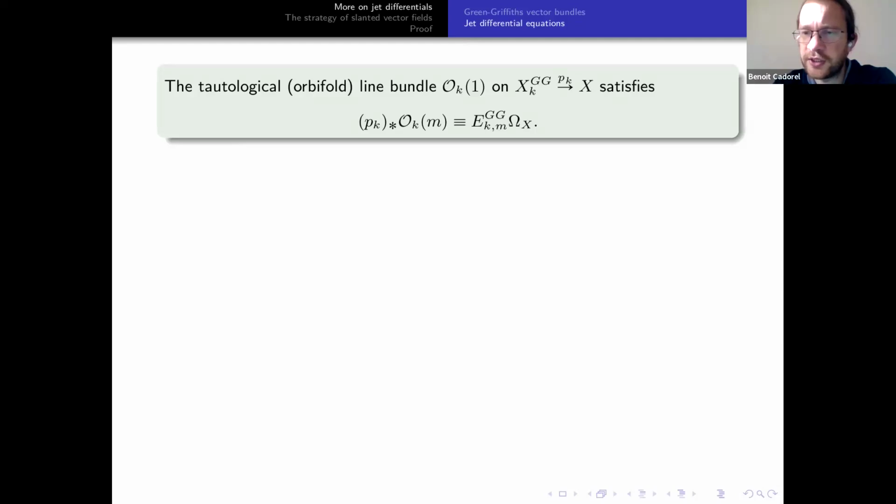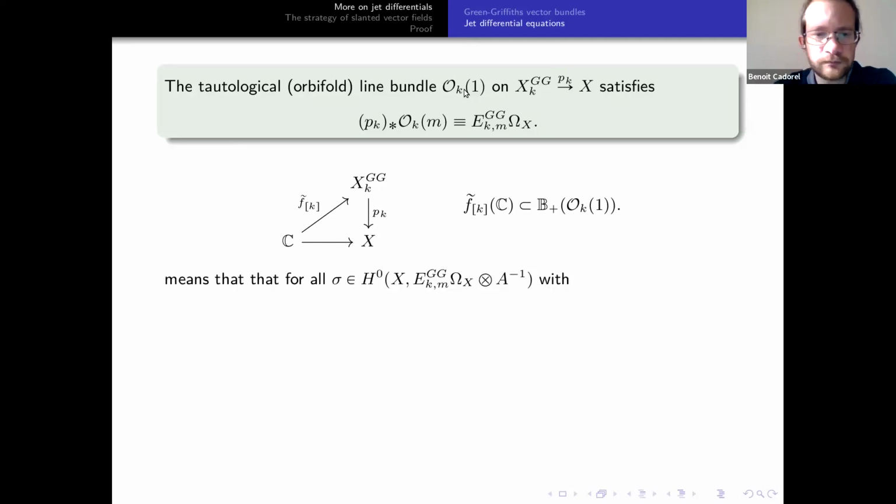And a different way of looking at the vanishing theorem I presented earlier. If you remember, I said that if you take an entire curve on X, then you can look at this lift here, and the image of this lift must fall inside the augmented base locus of this orbifold line. So what does it mean? It simply means that if you look at a section which is given by some power of this tautological line bundle minus an ample line bundle on the base, then Fk must fall inside the zero locus of this section.